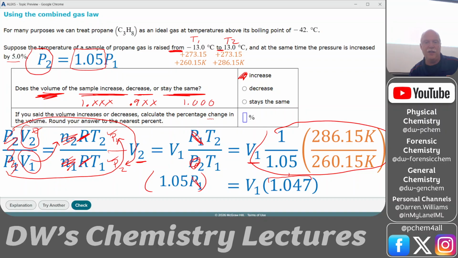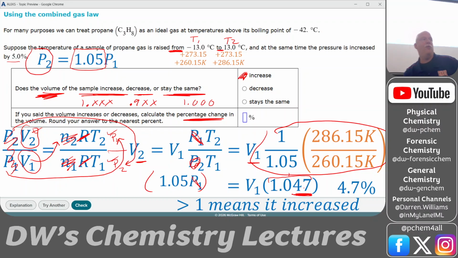And it says by what percentage? Well, it's this piece right here. That's the percentage change. So this is greater than 1, which means it increased. And so it went up by 4.7%. It's 0.047. And you make that into percent. You multiply by 100%. So it's 4.7%. Now, if you go through the explanation that ALEKS provides, it's pretty involved, and I think it's more involved than what I've shown. I've talked a lot about this, just kind of talking about each individual step, but this was a pretty fast calculation. I just did 1.05 for the 5% change. I did the two temperatures, did the math, and I got 1.047, so it went up by 4.7%. Okay.